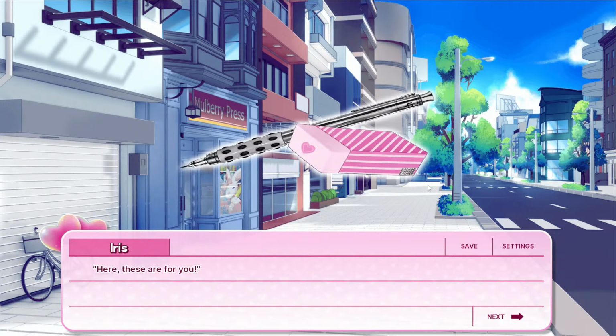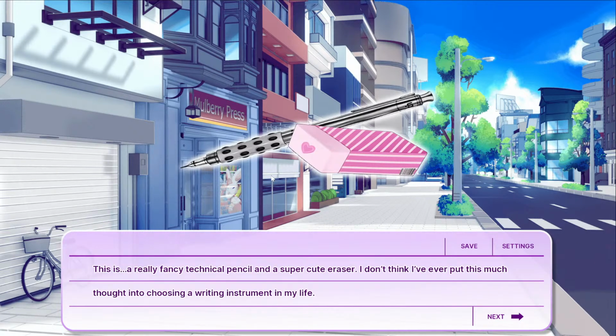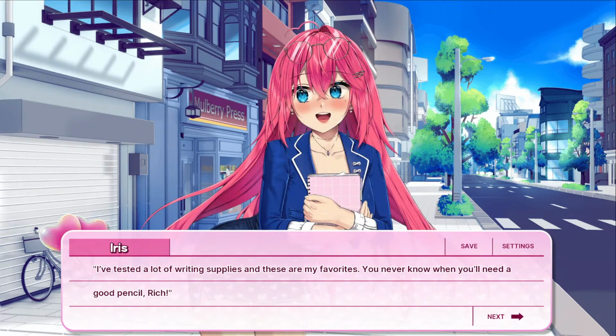Okay. These are for you. This is a really fancy technical pencil, super cute eraser. I don't think I've ever put this much thought into choosing a writing instrument in life. I have kind of, because, you know, like drawing sometimes and writing and all that.